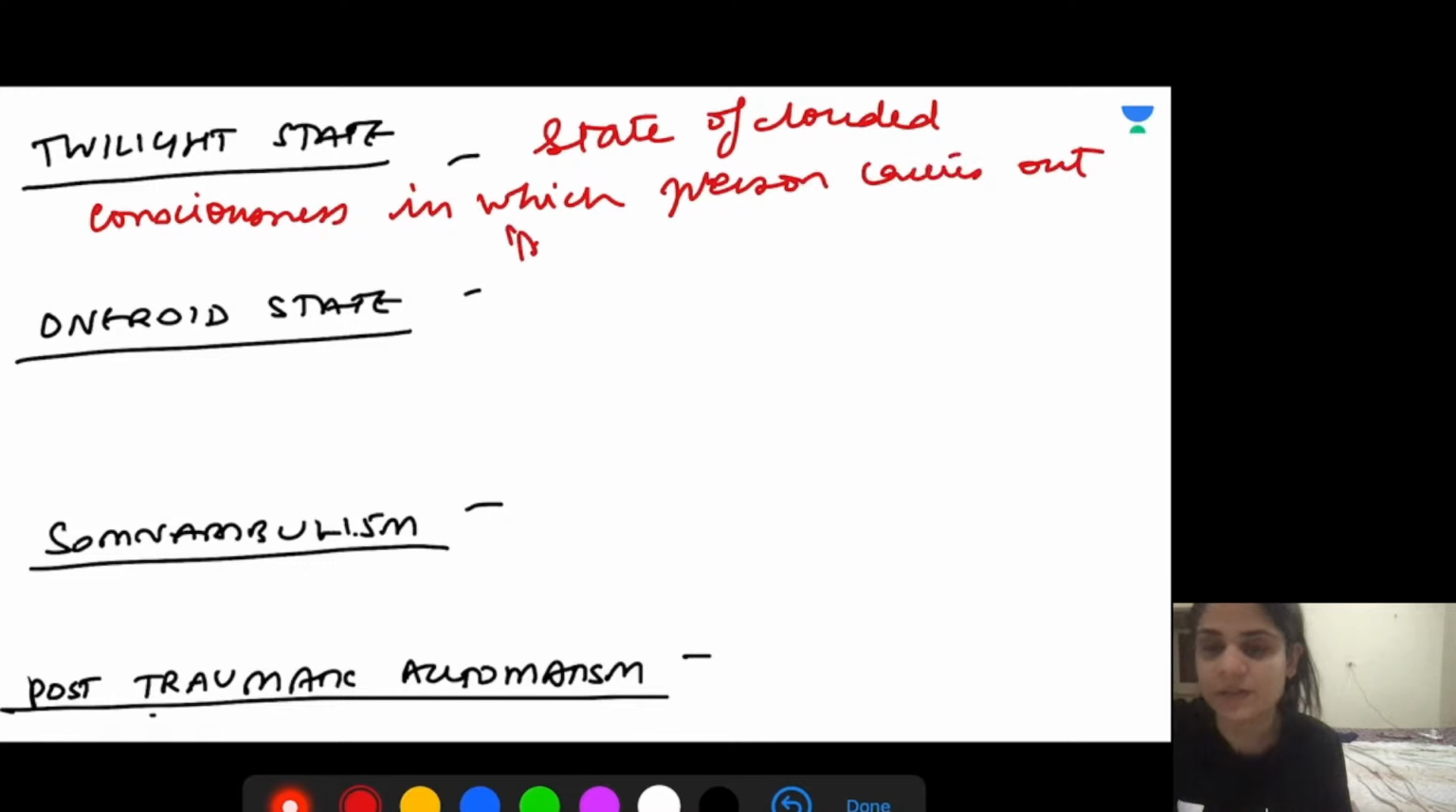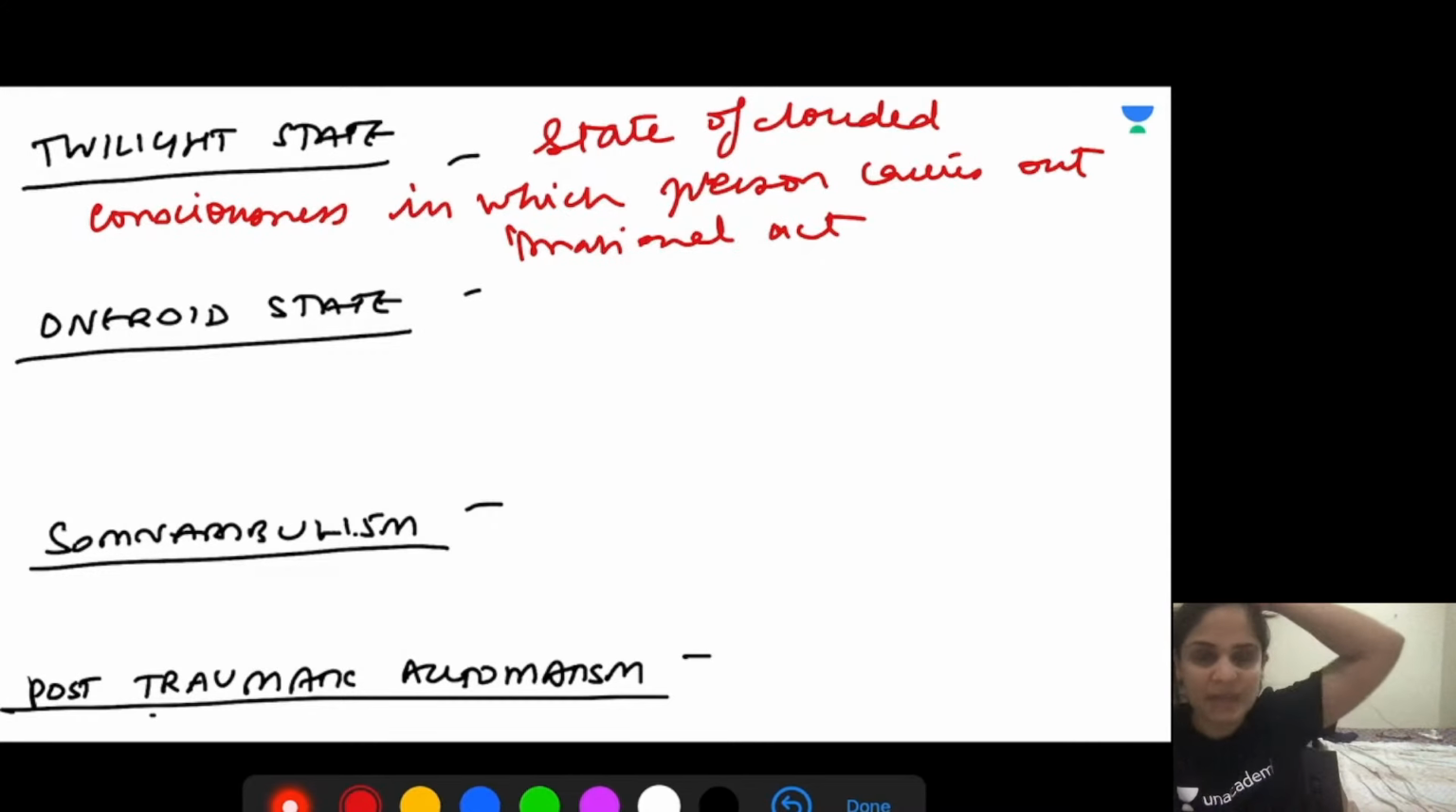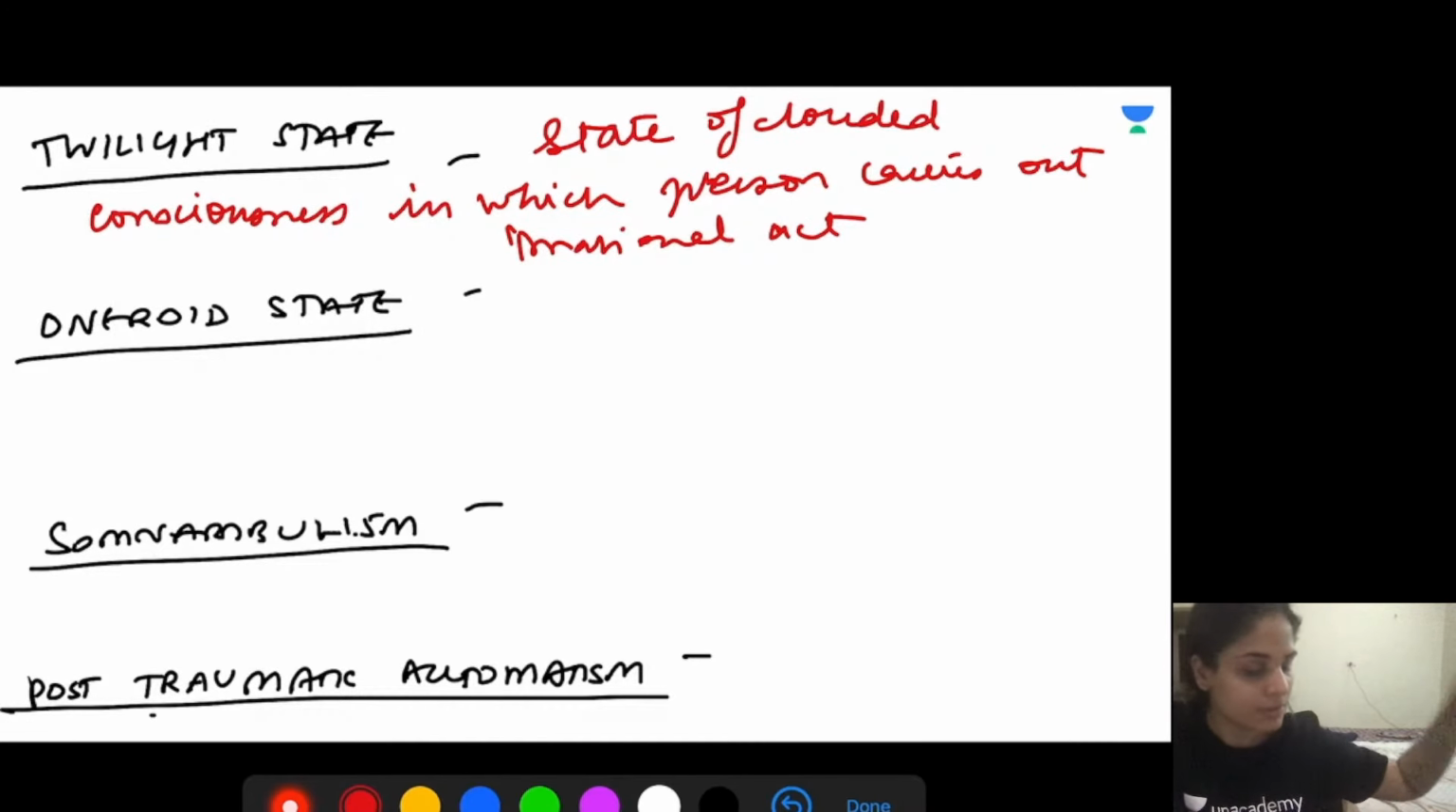So basically, if someone has had drugs or a lot of alcohol and is in that high state, and he beats someone up so badly that the person dies, so he's committed murder, but he was not in the right state of mind. He was in a state of clouded consciousness because of the drugs or alcohol, and that is called a twilight state. Okay, Suman Kumar Oja has said sleepwalking or somnambulism. Absolutely correct. So somnambulism is also called sleepwalking.